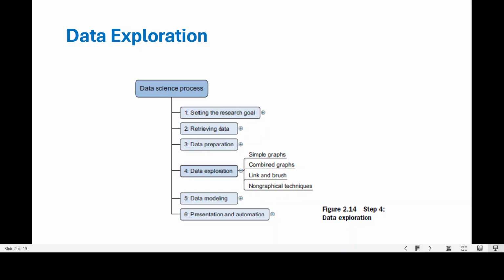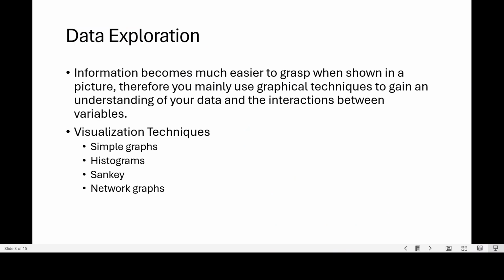So we are going to see the mind map of data exploration. Data exploration is a process of understanding data before building any model. The objective is to identify patterns, trends, relationships, and unusual observations within the data set. Through exploration, data scientists gain insights about the nature of the data and determine the most suitable analytical techniques. Data exploration serves as a bridge between data preparation and data modeling.